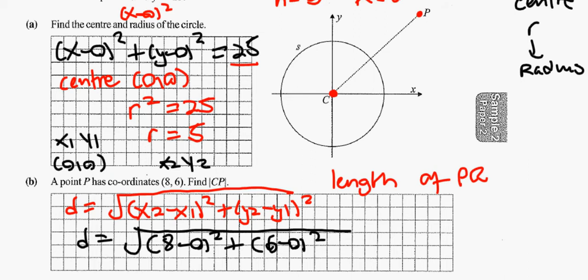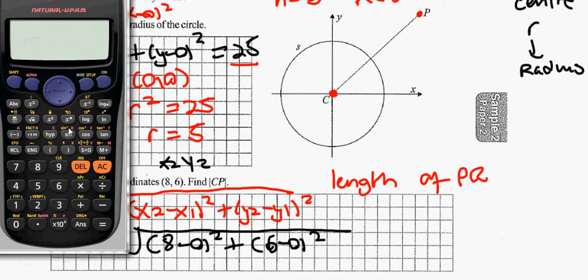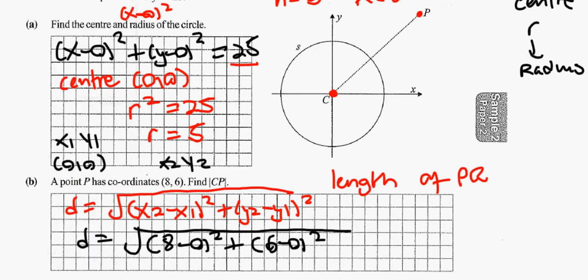What we can then do is enter all of this into the calculator. It should be easy enough to do all in one go. Just make sure the square root sign is over both of them. So 8 minus 0 squared, plus 6 minus 0 squared. Now I forgot the plus sign, so always make sure it's identical to the one that you've just drawn, and we get 10 as the answer there. So 10 is our answer. The distance equals 10.